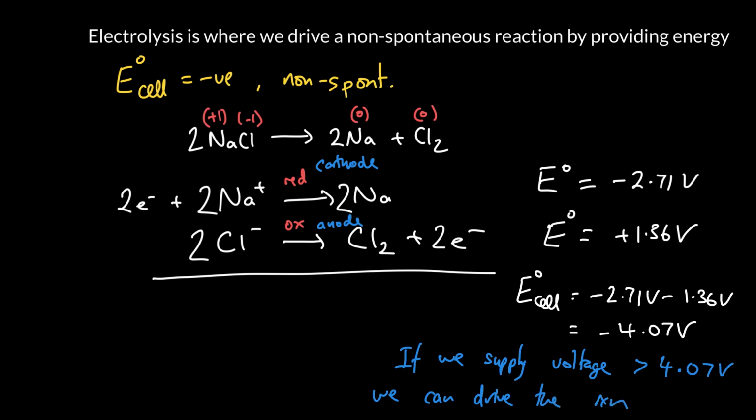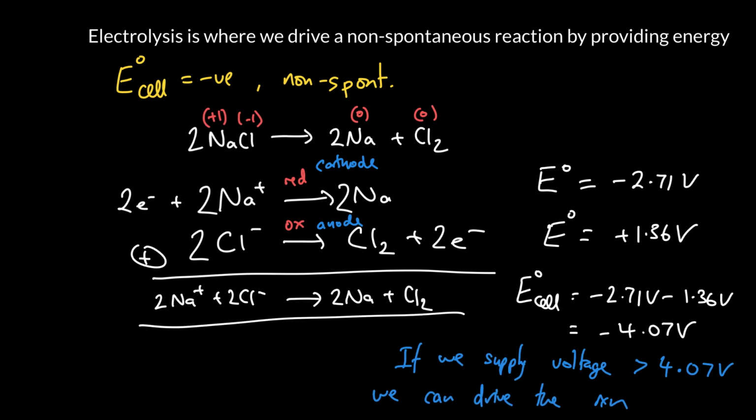And what is the reaction we're looking at? Well, if we sum those 2 equations together, we get the reaction above, which is 2 sodium ions and 2 chloride ions make 2 sodiums and a chlorine. So we can drive this reaction by supplying the electrons with at least 4.07 volts of kick, and then the electrons can be pushed in the direction that they really don't want to go. So that's electrolysis for you.